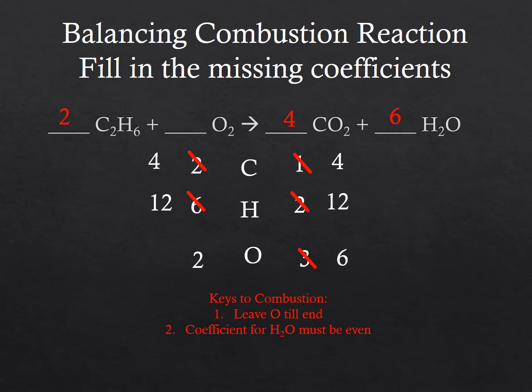So oxygen on the product side is in 2 spots. We get 8 from the CO2 and we get 6 from the water, so 8 plus 6 gives us 14. So we have to make sure the reactant side gets to 14. So what number times 2 gives us 14, and that would be 7. 7 times 2 is 14. So we are now balanced of a combustion reaction: 4 carbons, 12 hydrogens, and 14 oxygens.